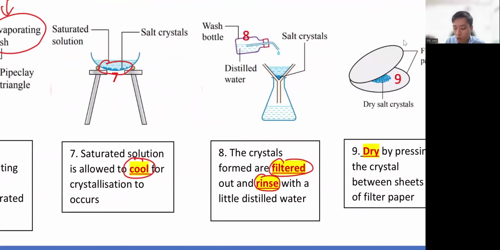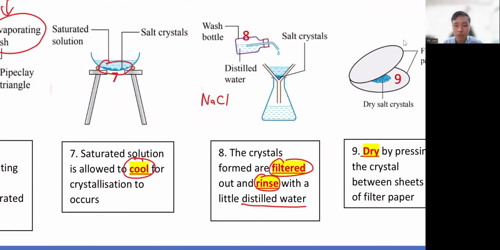Let's say all the solution out. I only want the pure NaCl, which is in solid form. So I filter, I rinse. Rinse with a little bit of distilled water. Rinse means I'm trying to wash. Let's say I want to get pure NaCl. I don't want anything around my NaCl. So I want to wash it cleanly.